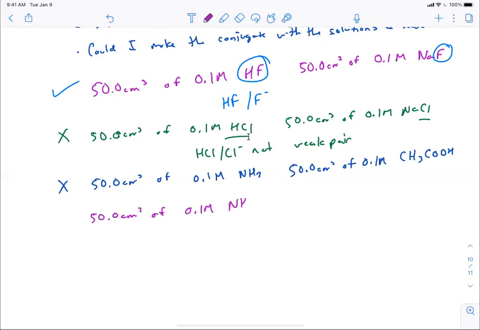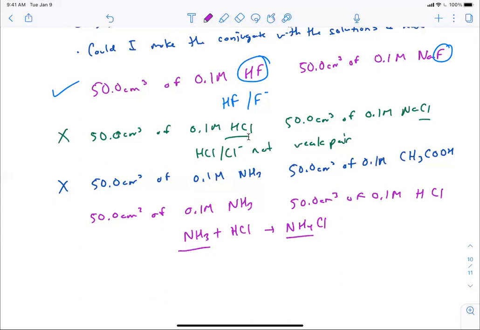See, NH3 plus 50 centimeters cubed of 0.1 molar HCl. Okay. Now we may be onto something here because we know that if we react these two things together, we can make our conjugate acid when it reacts with HCl. Okay. What's the problem with this combination? Why does it not work? Because I can make my conjugate weak acid from this reaction. What's the issue?